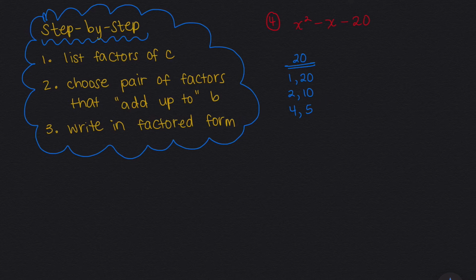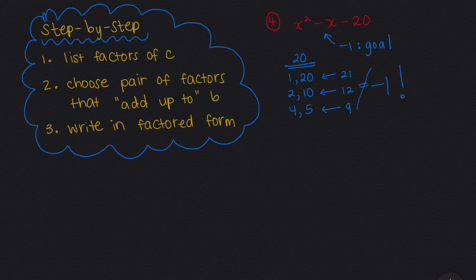of 20. Second step is choose the pair of factors that add up to b. In this case, our b is negative 1. That's our goal. And if we look through our list, if we add 20 plus 1, we get 21. If we add 2 plus 10, we get 12. And if we add 4 plus 5, we get 9. None of those are negative 1.